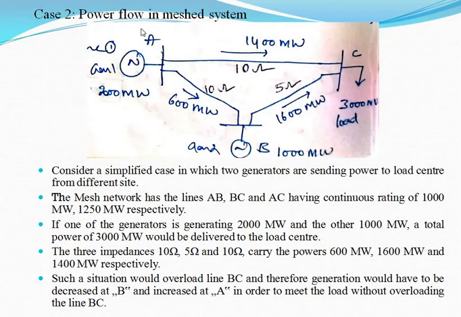And case 2, power flow in meshed system. In this figure, generation 1 generates 2000 megawatts and generation 2 generates 1000 megawatts, and the total required load is 3000 megawatts. Impedances of the transmission lines you can see here: 10 ohms for the AC transmission line, and here 10 ohms and 5 ohms.